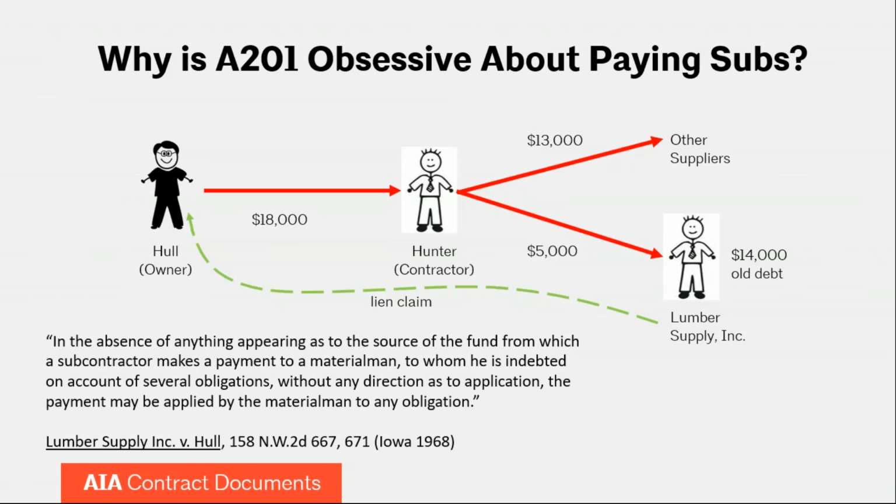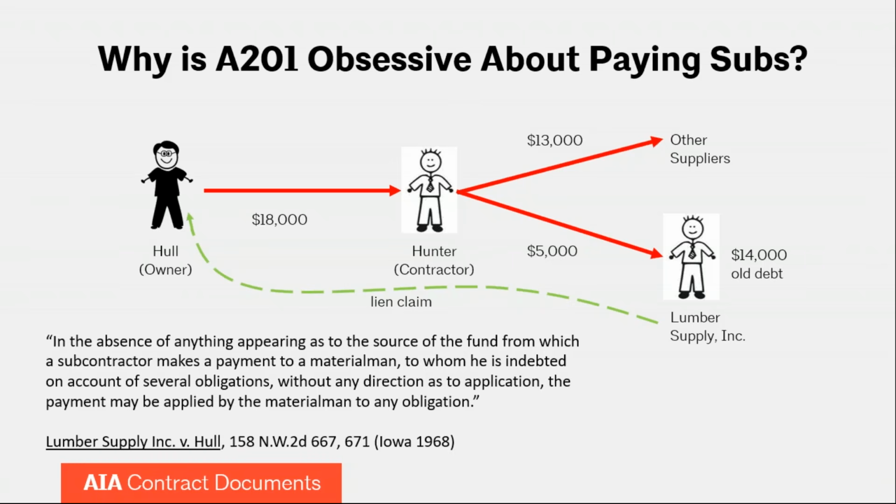And that's where we get the language at the bottom of this slide. This is how the Iowa Supreme Court and other courts, this is not a special case, there are other cases that are just like this, ruled in favor of Lumber Supply. And it says, in the absence of anything appearing as to the source of the funds from which a subcontractor makes a payment to a material man to whom he is indebted on account of several obligations without any direction as to application, the payment may be applied by the material man to any obligation.